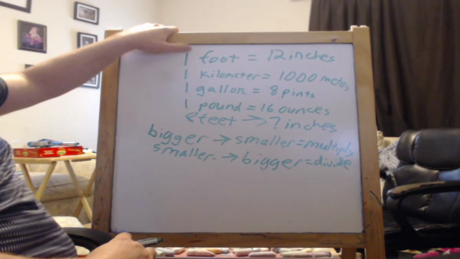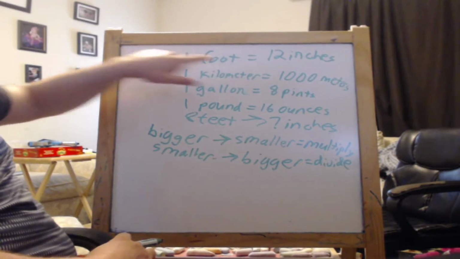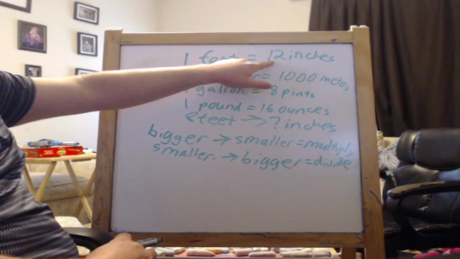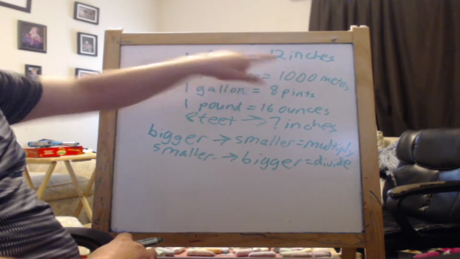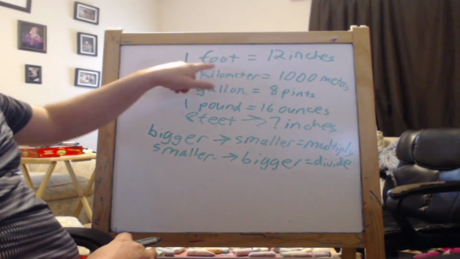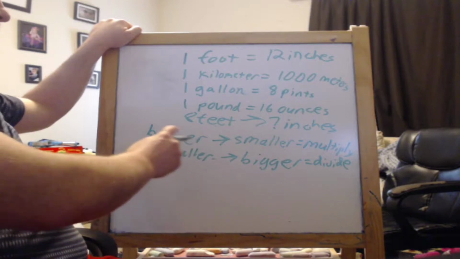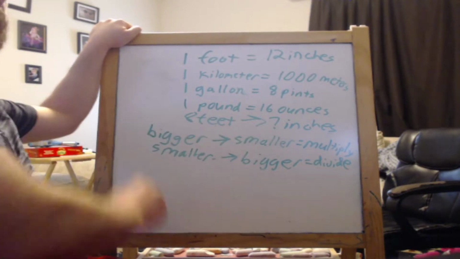Anytime you see a conversion, the unit that has 1 is always bigger than the unit that has more than 1, right? So foot is bigger than inches. So we are going from a bigger unit, feet, to inches, which means we have to multiply.